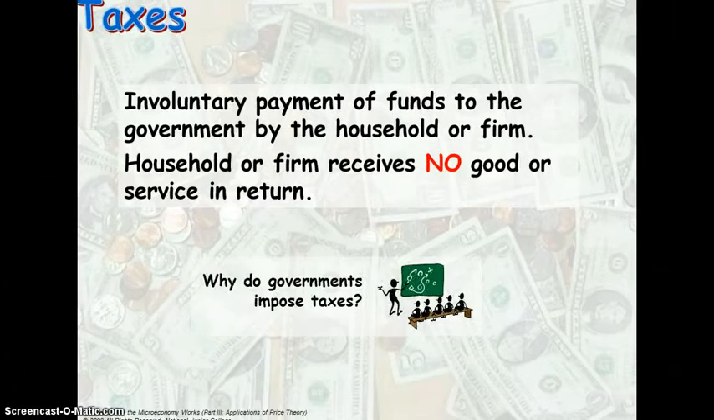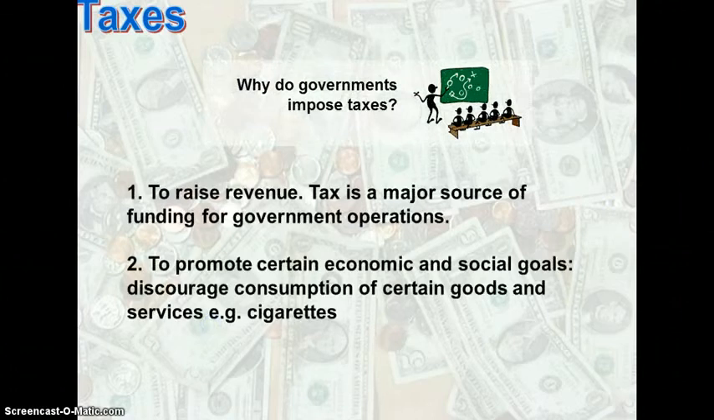So what is the reason for the government to levy tax? One of the reasons, as we know, is to raise tax revenue, because tax is a major source of funding for the government operations. For example, to fund a teacher who is standing in front of you during a class when your school is a government school. Or, for example, to build a new road. Another reason for imposing tax is to promote certain economic and social goals. For example, to discourage consumption of cigarettes or alcoholic products.